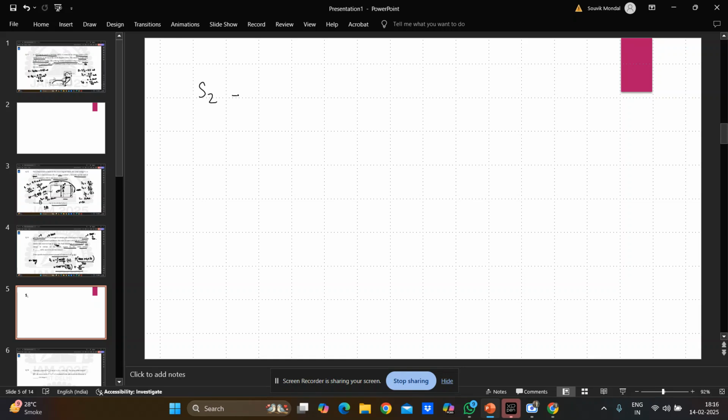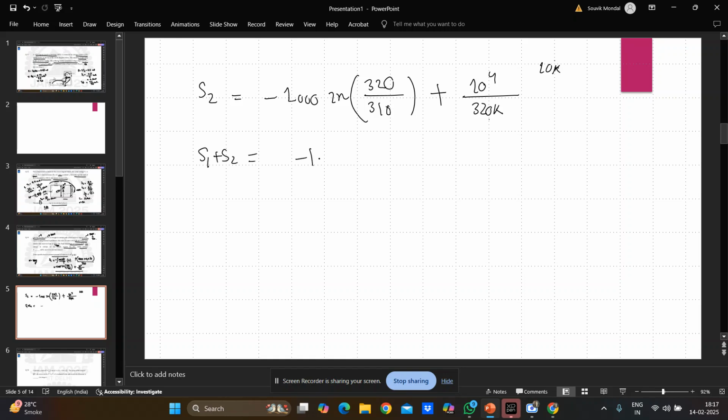Now the second process is again a similar kind of thing, just going from 310 to 320. So the mass remains the same. The temperature in the logarithm will change. It will become 320 to 310. And again, the change in temperature is 10 Kelvin or 10 degree Celsius. So again, it will be 10 to the power 4. But this time the denominator will have 320 Kelvin, because the temperature of the second reservoir is 320 Kelvin. So now add this, S1 plus S2, you will get your answer.